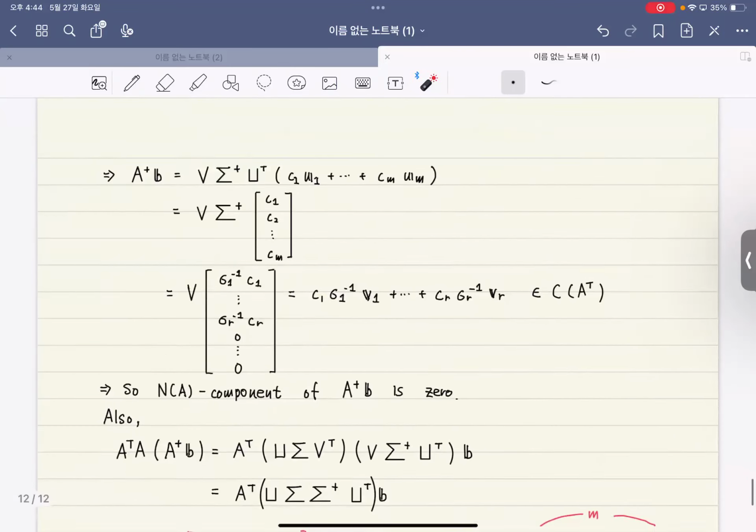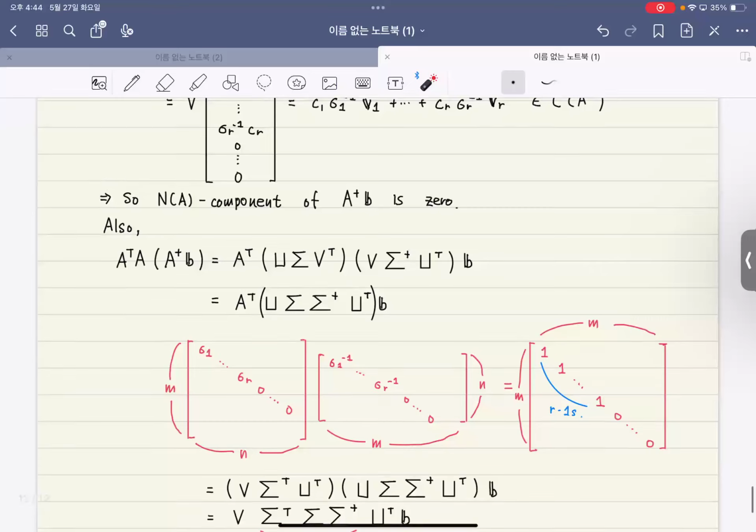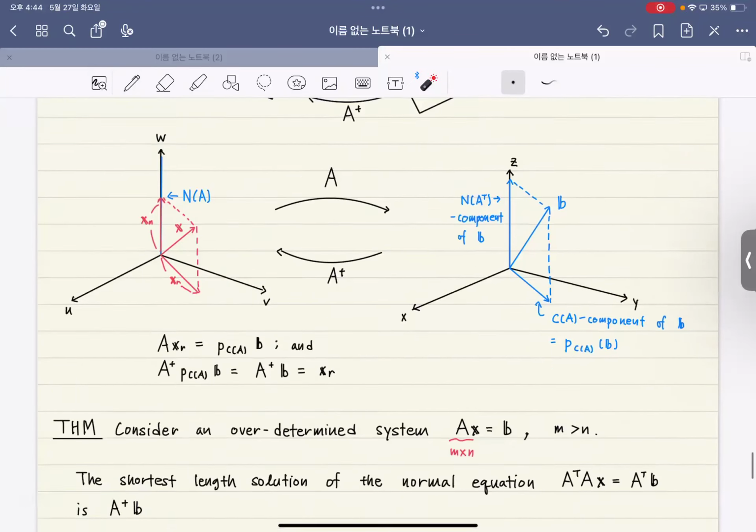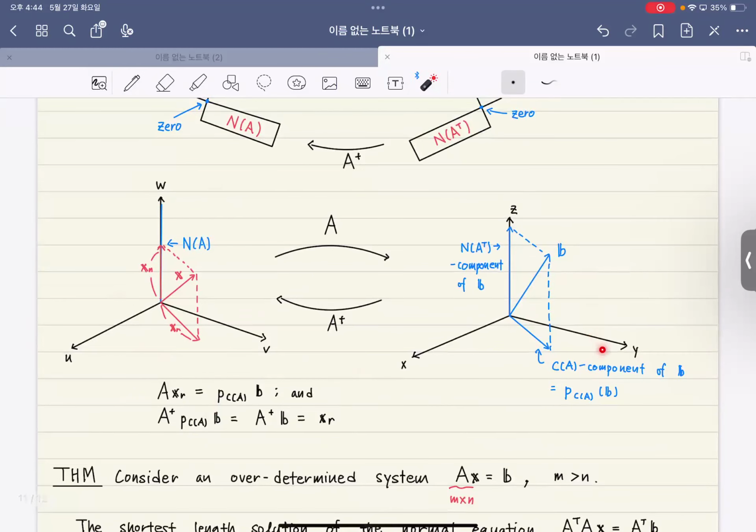I tried to write down everything in equations, but this entire discussion is just captured in this single cartoonish picture over here.